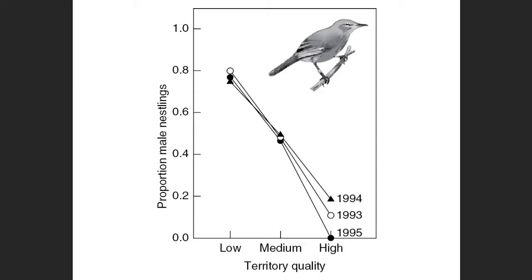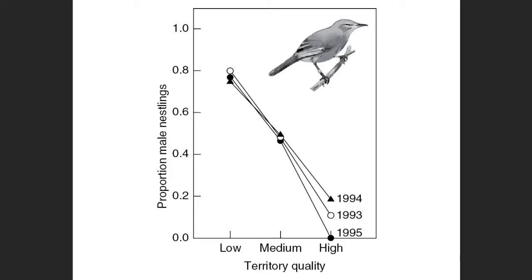If, however, you're a smaller male, you still have a chance to have a territory. You can still help feed the offspring. And so what happens is on low quality territories, Seychelles warblers are more likely to produce male offspring because on that poor quality territory, they're going to end up being smaller.